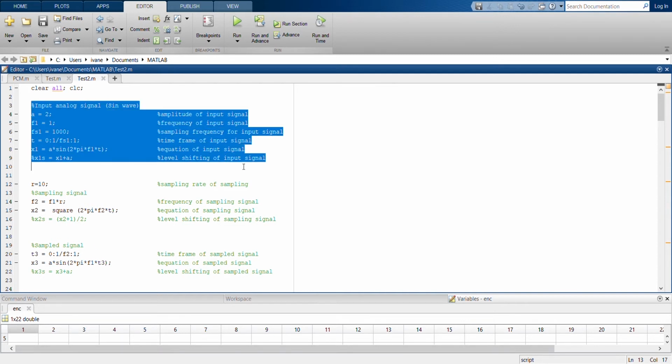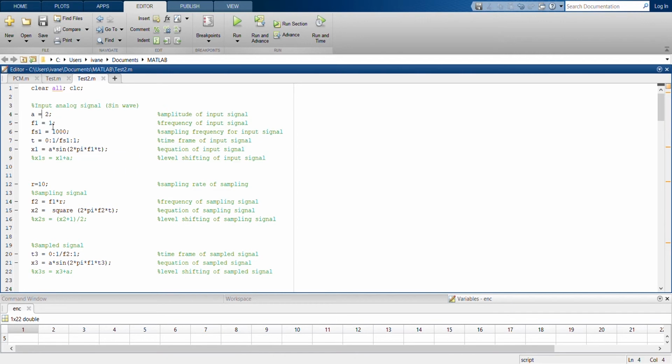So to start, this is the input analog signal. Its frequency is 1 and amplitude is 2. This is the equation for the sine wave. This is the sampling rate for the sampling signal.